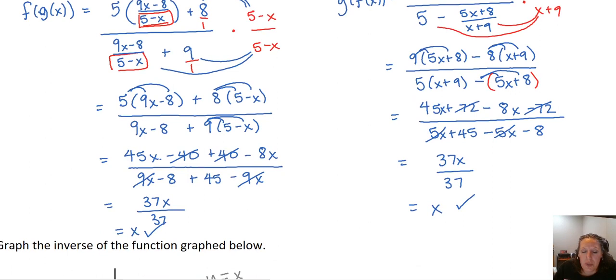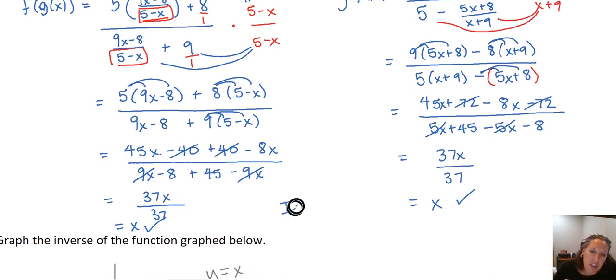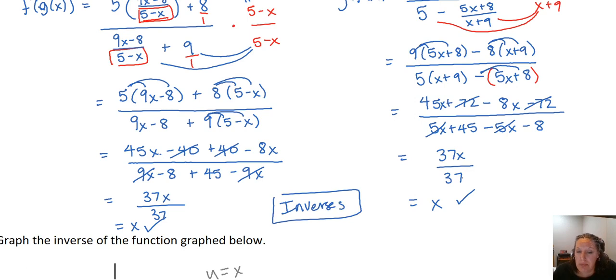And since we did get both of those equal to x, they are inverses. If you get either one of them to be equal to anything other than x by itself, so if it simplifies to x plus 5 or 2x or anything that is not just x by itself, then they will not be inverses.